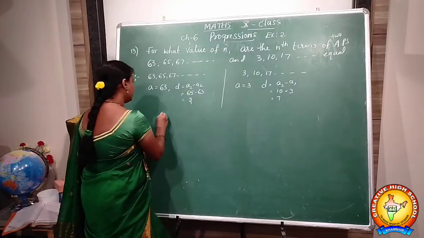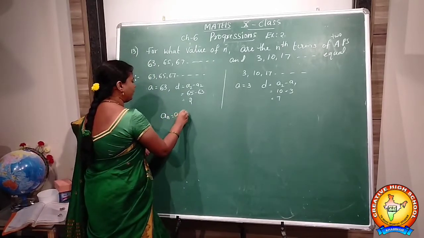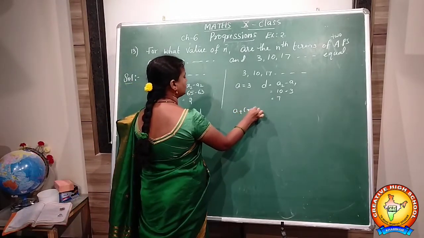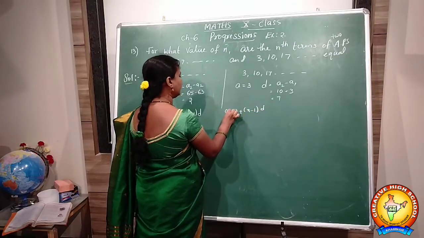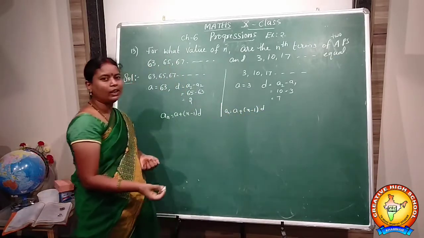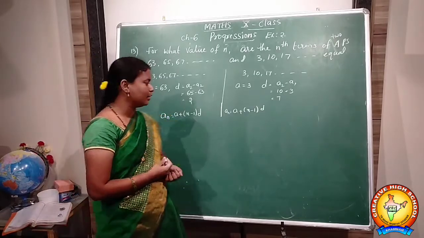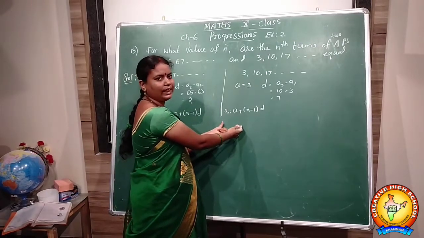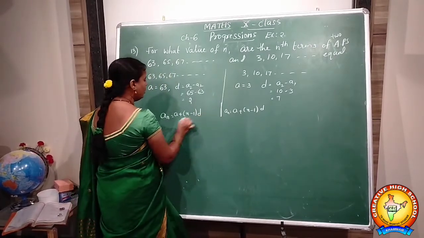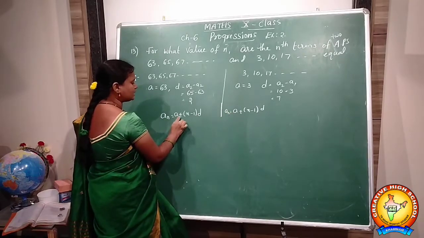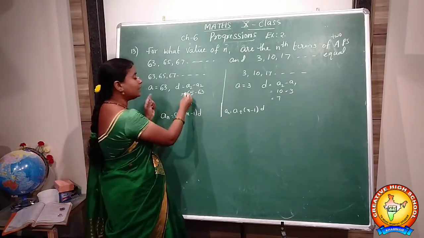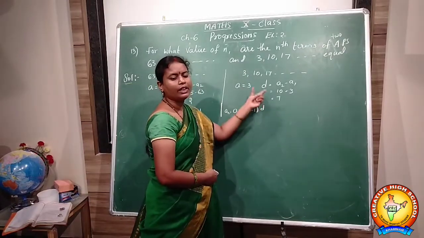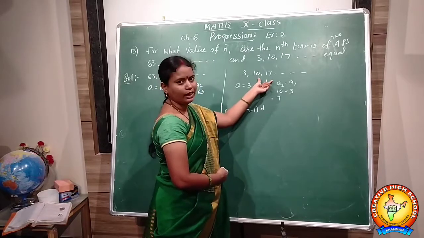Okay. So in this, an is equal to a plus n minus 1 into d. Here also a plus n minus 1 into d. The nth terms are equal. So which term will become equal? That term we have to find here. So this an value and this an value become equal. So an is equal to an. That means a plus n minus 1 into d in the first series will become equal to a plus n minus 1 into d of the second series of the AP.